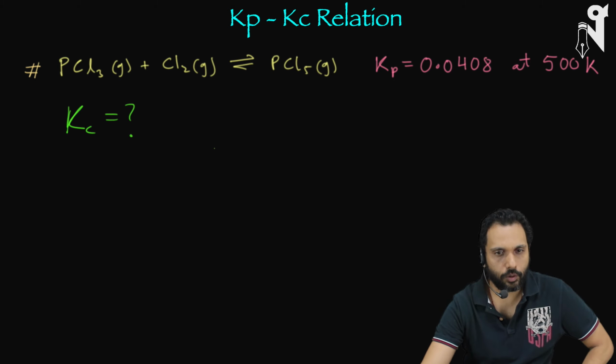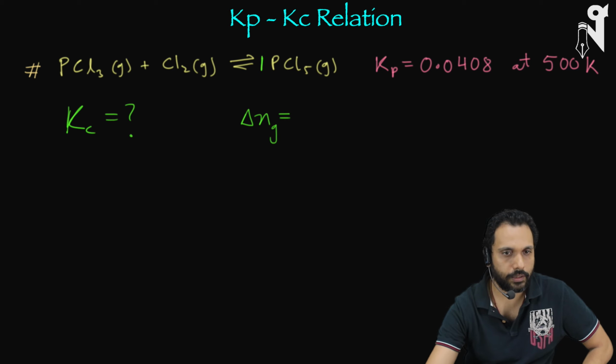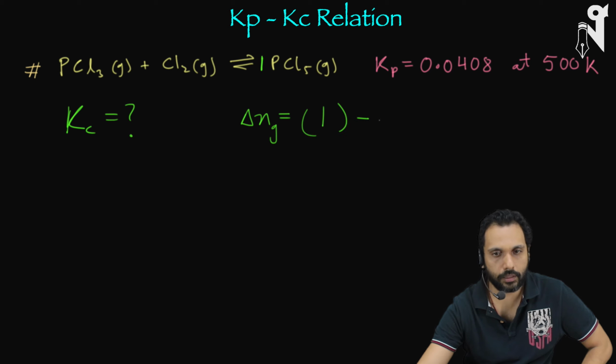So the first thing to note is your delta n value. On the product side we have 1, coefficient is 1, and on the reactant side it is 1 and 1, both are gases, so it is 1 plus 1. So your delta n is minus 1.